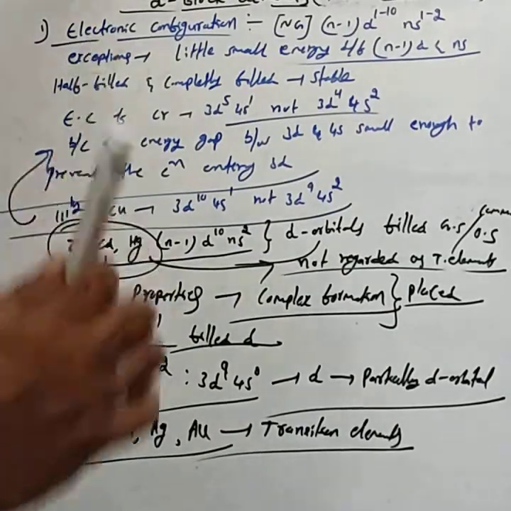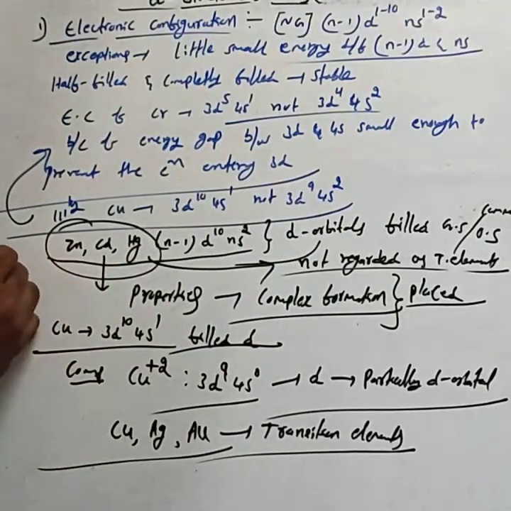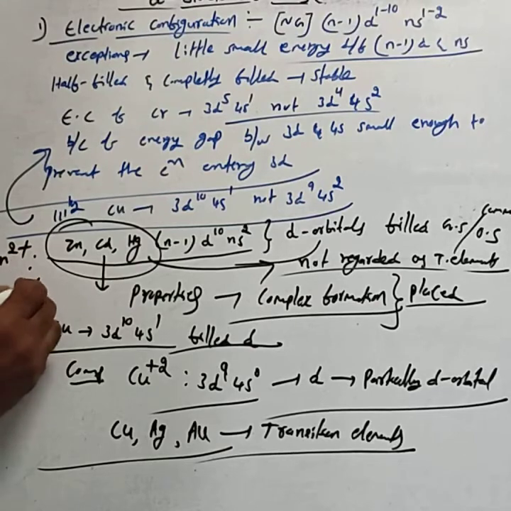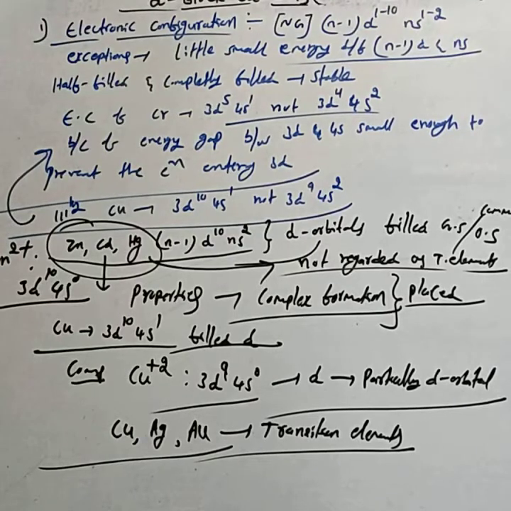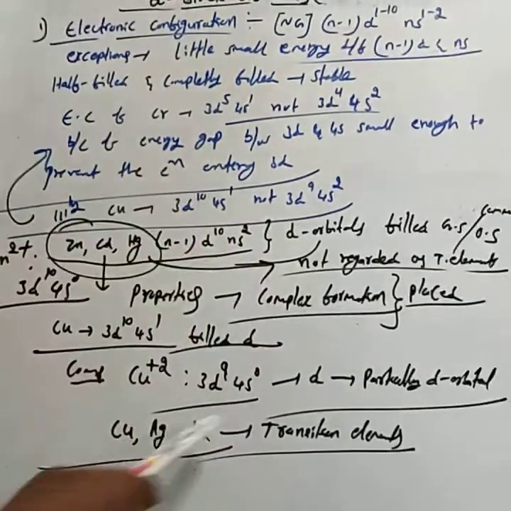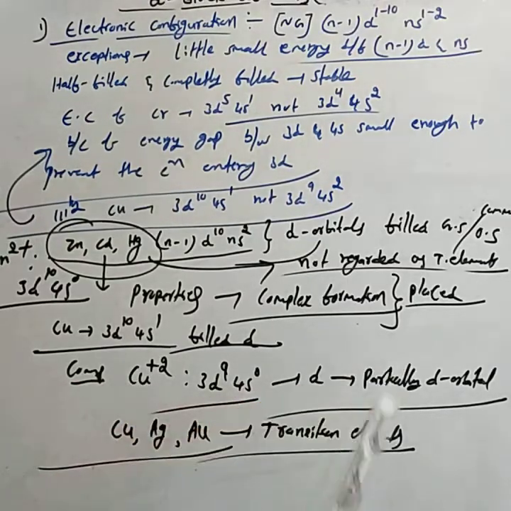But zinc, cadmium and mercury, even in the common oxidation state of +2, if you write the Zn2+ configuration, Zn2+ configuration is 3d10 4s0. Even in the common oxidation state of zinc, it does not contain a partially filled d orbital. Hence zinc, cadmium and mercury are not regarded as transition elements, but copper is regarded as a transition element, because in the +2 oxidation state, copper contains a partially filled d orbital. This is about the electronic configuration. In the next class, we will study the most important physical properties.